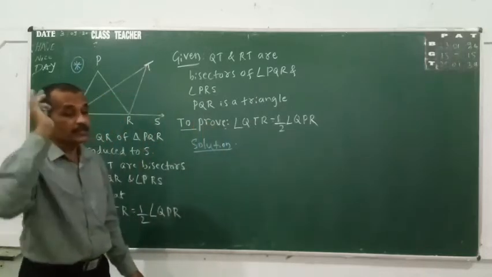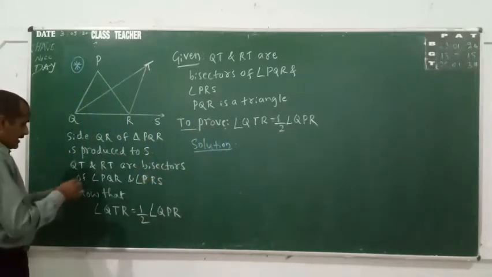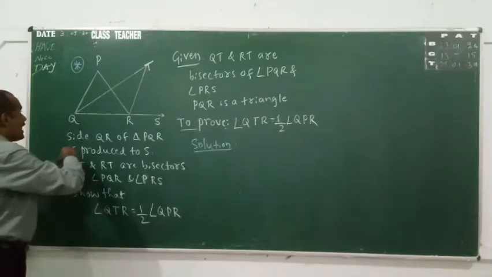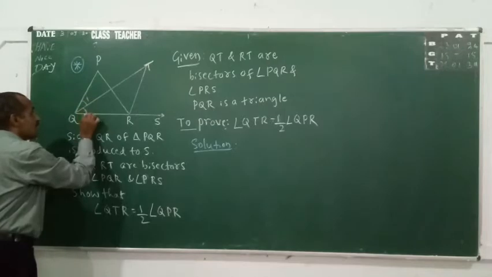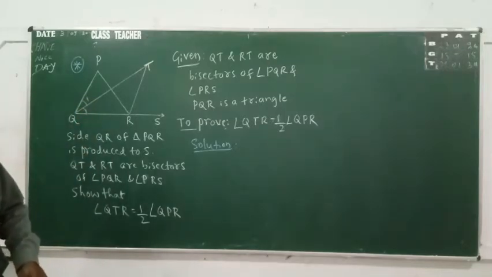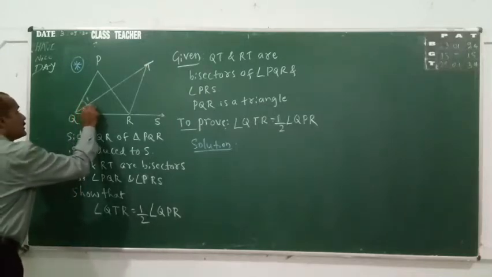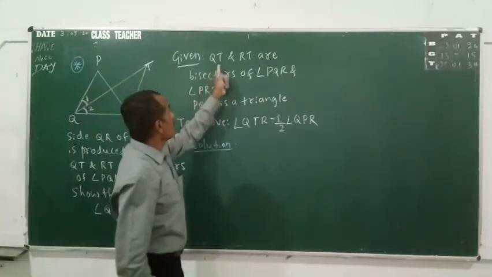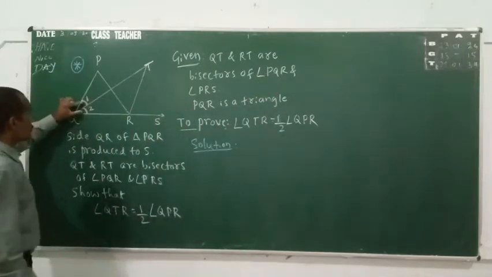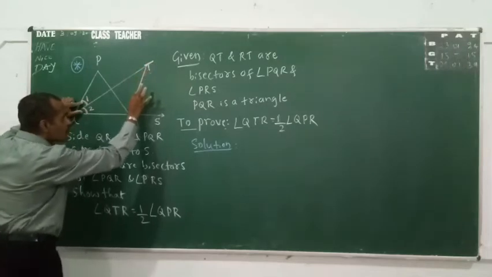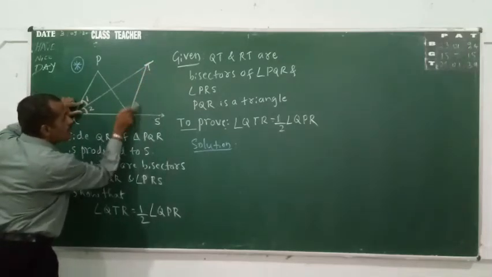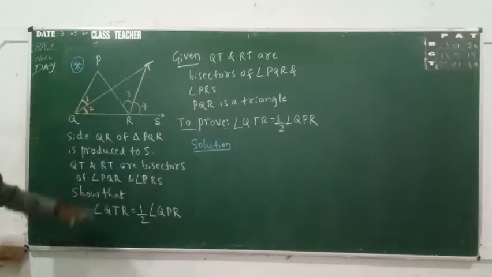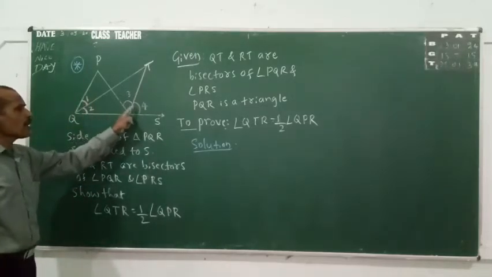But listen carefully how it is to be proved. See, they told this is a bisector. Bisector means dividing the angle into two equal parts. I will call this angle 1, this angle 2. Both are equal to each other because they told that QT is the angular bisector of angle PQR. These two angles are equal. Further they say this is also an angular bisector of this angle. That means angle 3 and angle 4 are also equal to each other. These two are equal, these two are also equal.